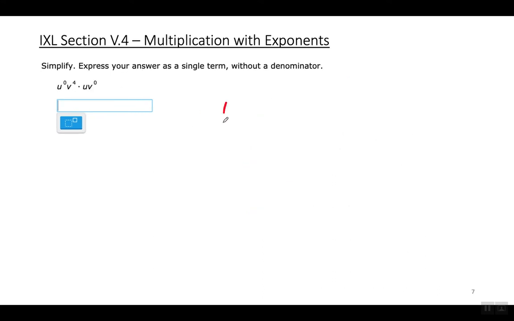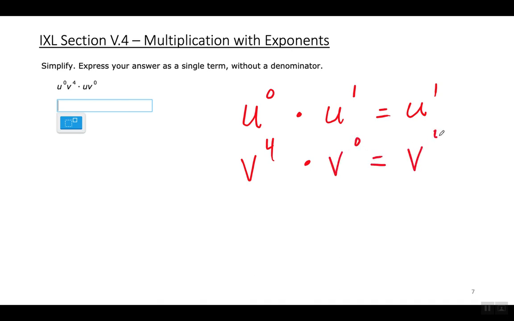All right, here, u to the 0 power. Let me write that better. U to the 0 power times u to the 1st power equals u to the 1st power. V to the 4th power times v to the 0 power is equal to v to the 4th power. So my answer is u v to the 4th power. The 1 you don't write it. No se escribe el 1.